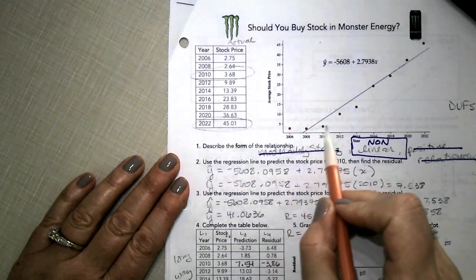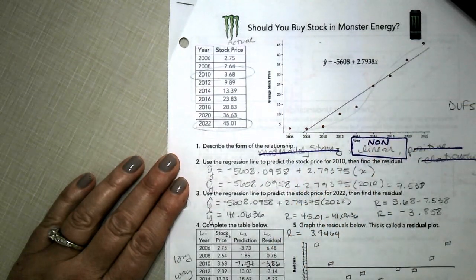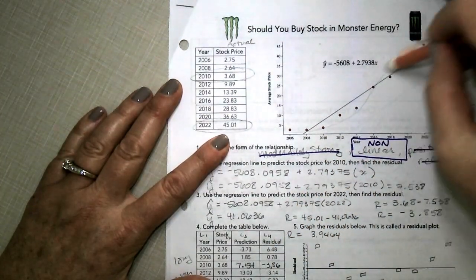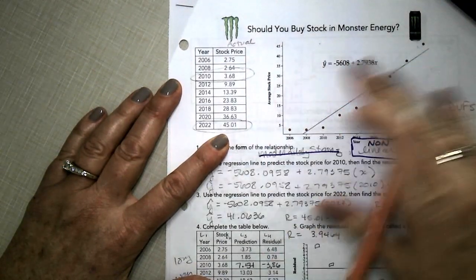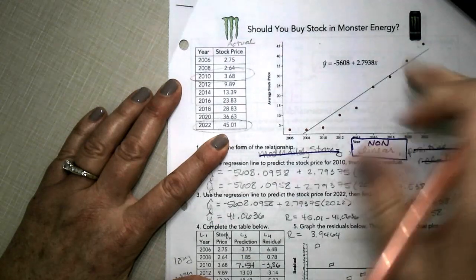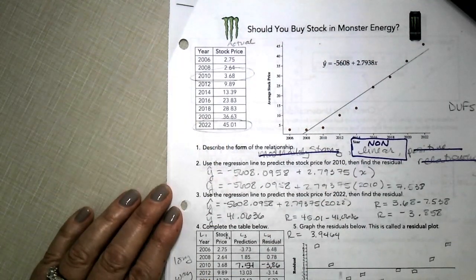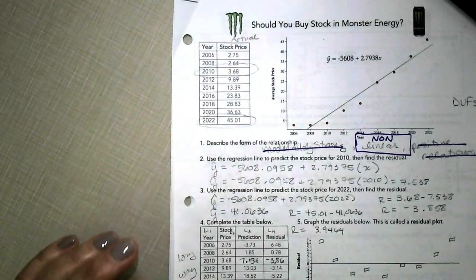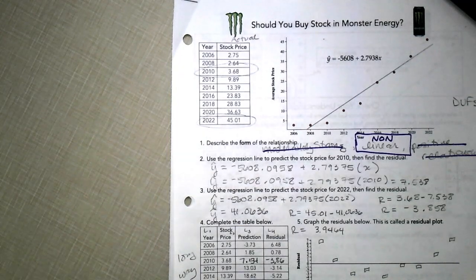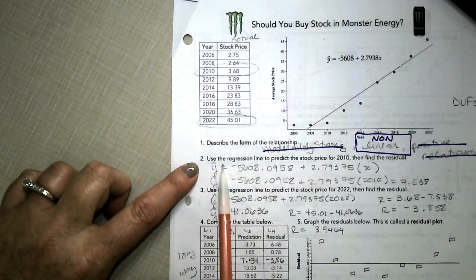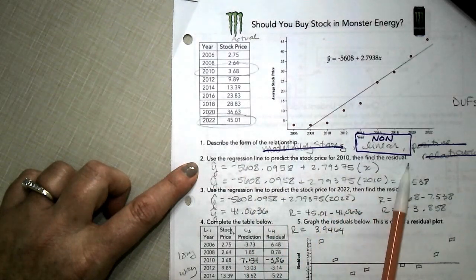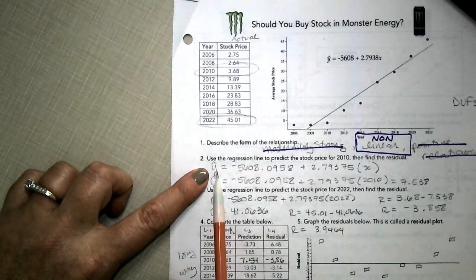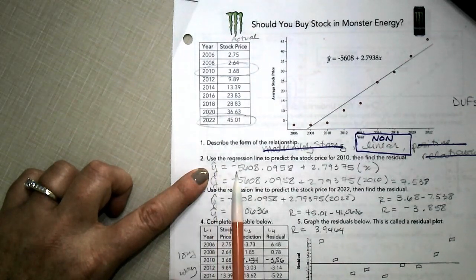It's not linear because it has too much of a curve here that's in there. Now you might say, well, what's the difference? And a backup method to determine if we can use a linear relationship model is to graph the residual plot, which is coming later. Okay, but for now, let's use the regression line to predict the stock price for 2010, then find the residual.